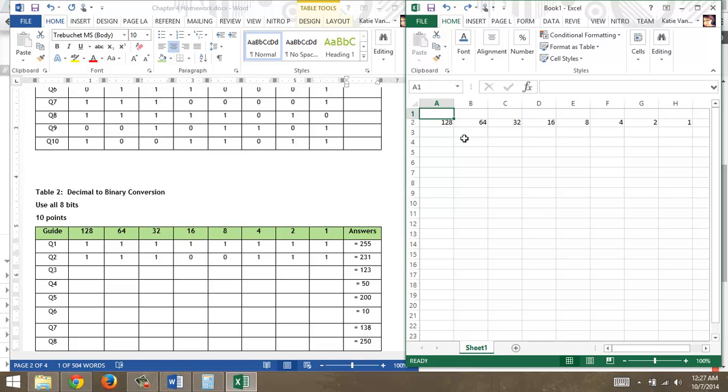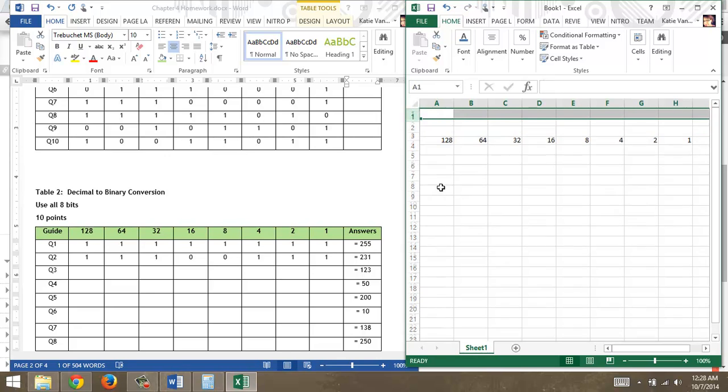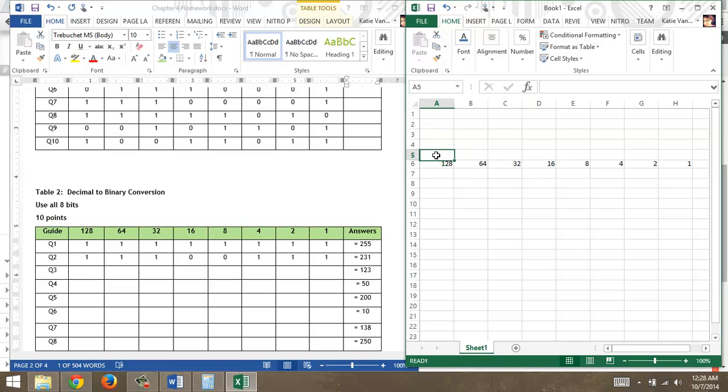So what we're doing is we're saying, can we subtract... I like to use Excel because they have more room, but here's my 8 bit binary stream. I'm going to have a 1 or 0 in each one of these places. But what I'm going to start with is 231, and I'll ask my question, can I subtract 128 from 231 without going negative? And the answer is yes, so that becomes a 1.